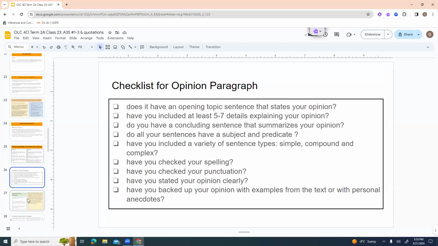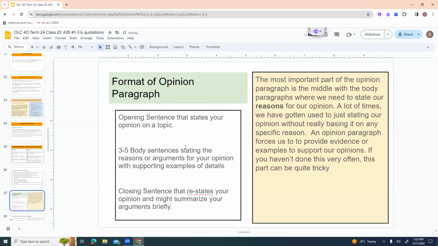I think I'm going to come back to that actually. Hang on a second. So the format of an opinion paragraph is much like most paragraphs. There's an opening sentence and it's going to state your opinion on the topic, not just the topic. So you wouldn't just say, I'm going to write about the HST tax. You're going to write something more like, I think the HST tax and retailers refusing to redeem it was, and you tell me what you thought about it.